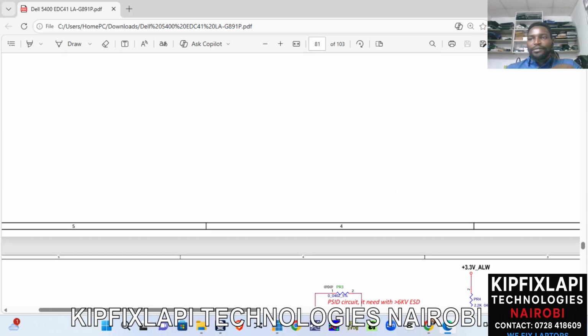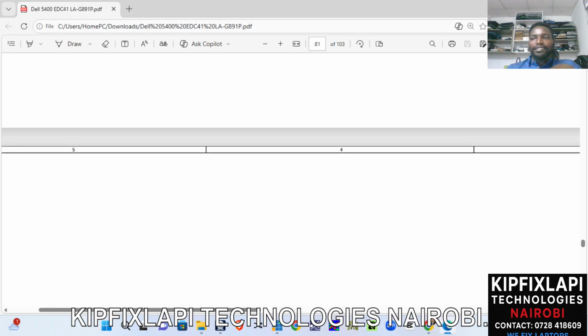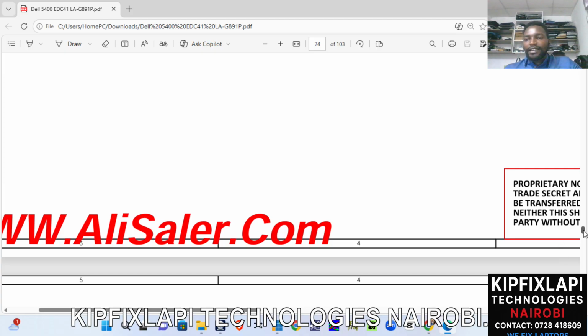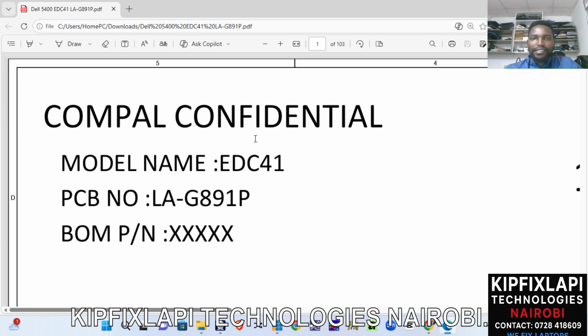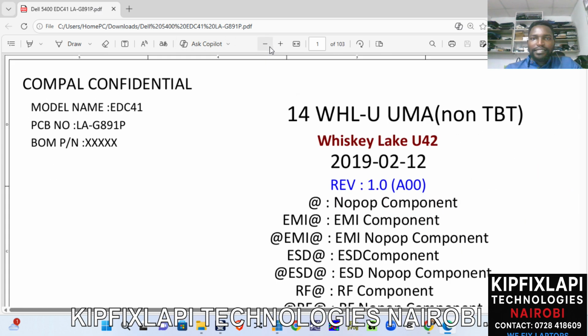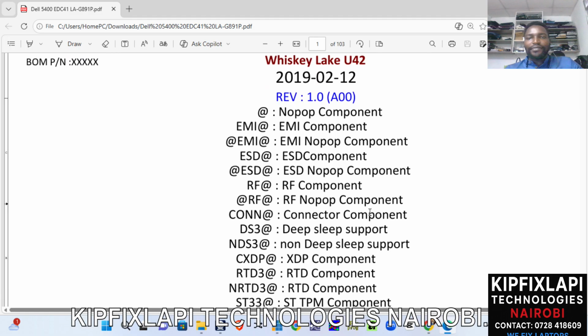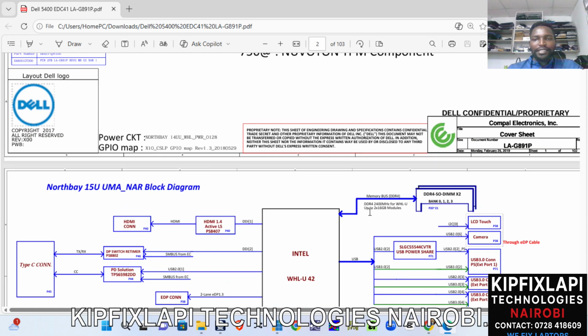When we go back to the top, you're going to see what is contained in the table of content. Here you have the description of the schematic: this is confidential, the model name EDC41, and the PCB number. This is the motherboard part number, LAGH91P. Now, these are non-crucial information at the moment.